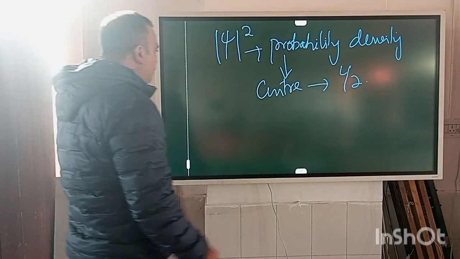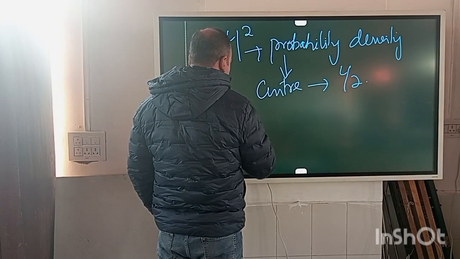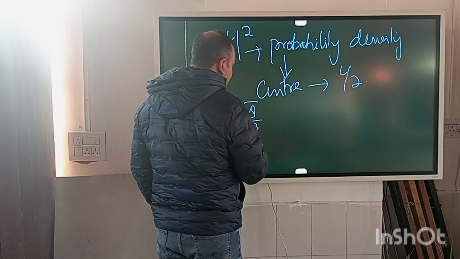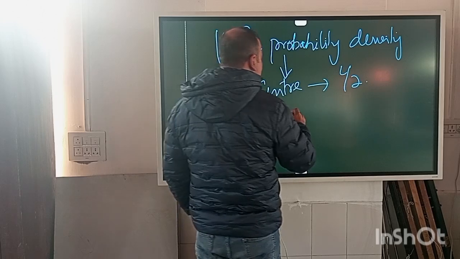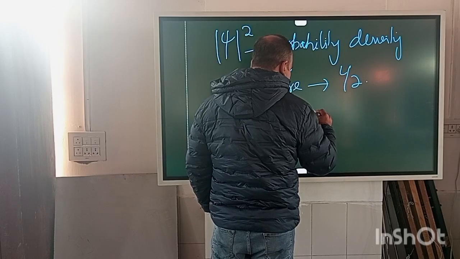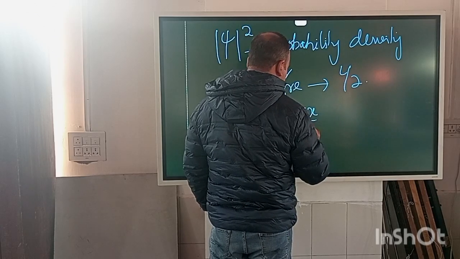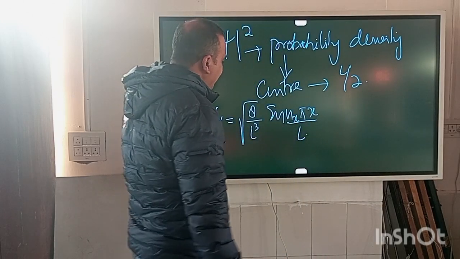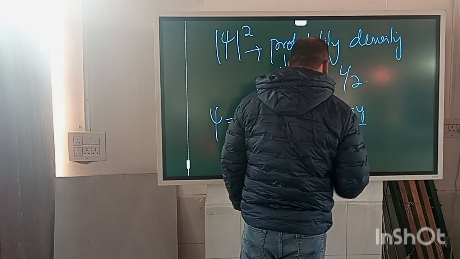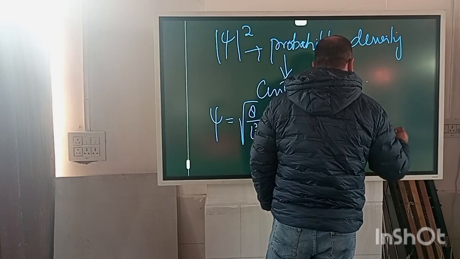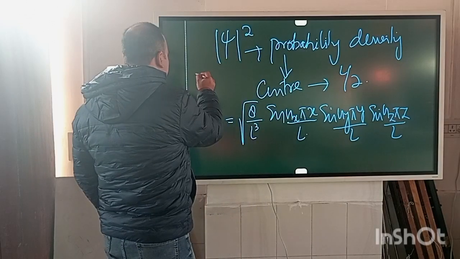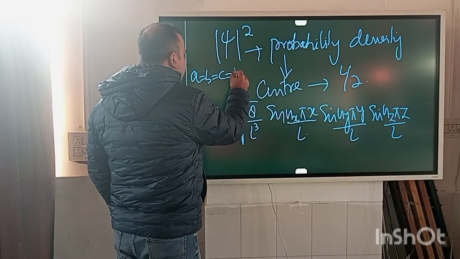So what's our wave function? The wave function psi is under root of 8 by ABC, that's L cubed, and then you have sine of nx pi x by L, and then again sine of ny pi y by L, and then sine of nz pi z by L. Now this is L cubed because it's a cubical box, so A is equal to B is equal to C, which is equal to L.